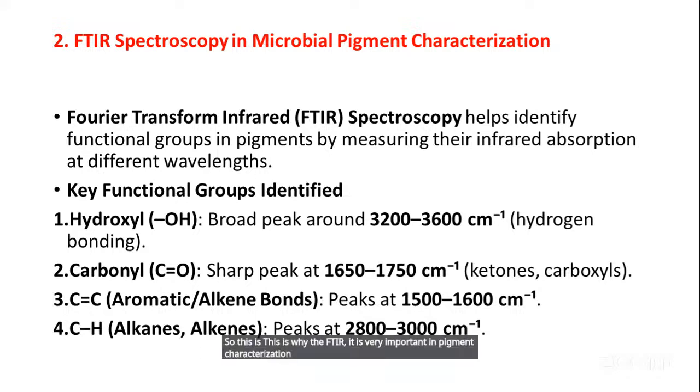So we can identify the functional groups which are present in the pigment. Like if you're getting a broad peak around 3200 to 3600, you can say that a hydroxyl group may be present in that pigment. If you're getting a sharp peak between 1650 to 1750, then you can say that the pigment may contain, or is containing, the carbonyl group. So depending on those peaks and by studying that spectra, you can say what kind of functional groups are present in a given pigment.